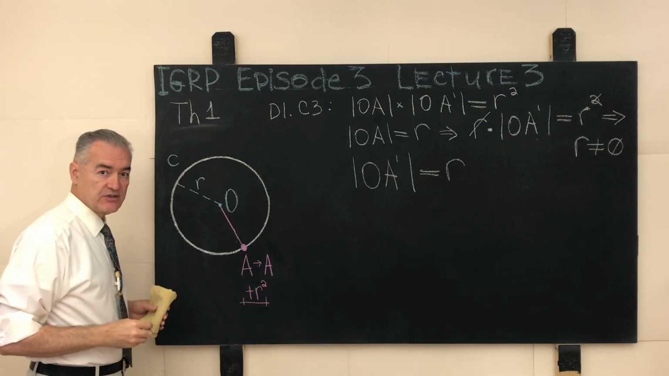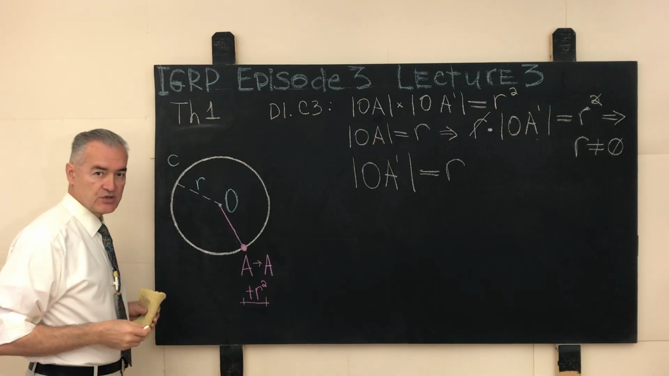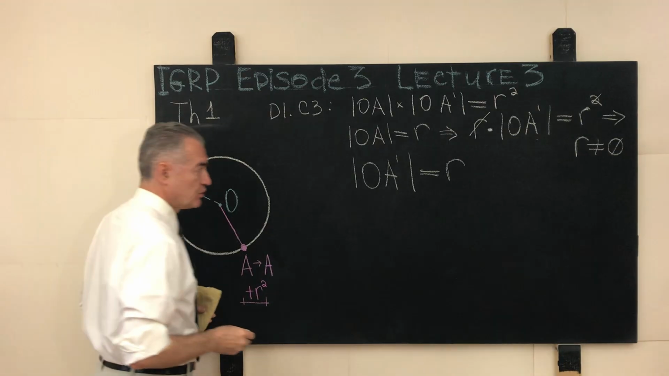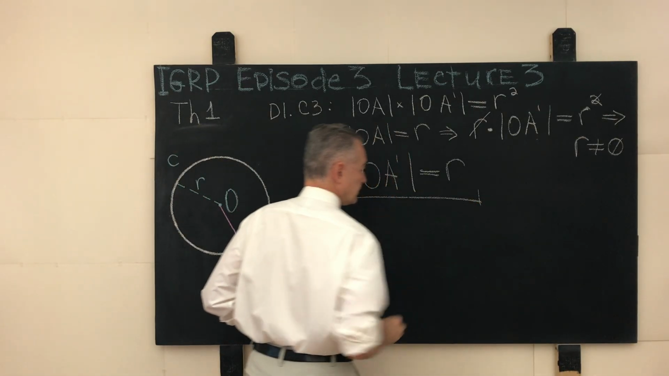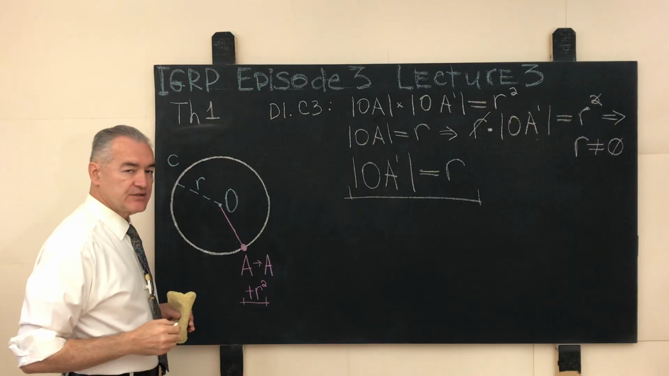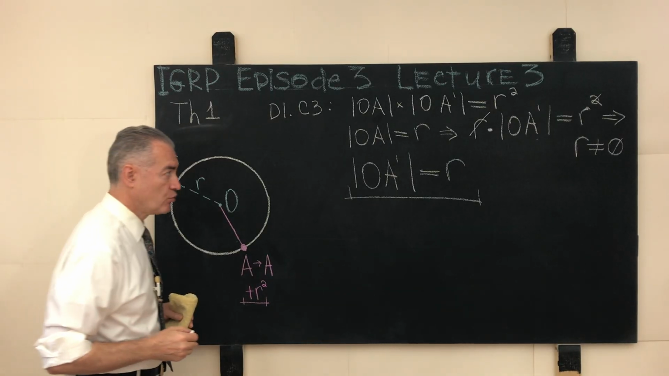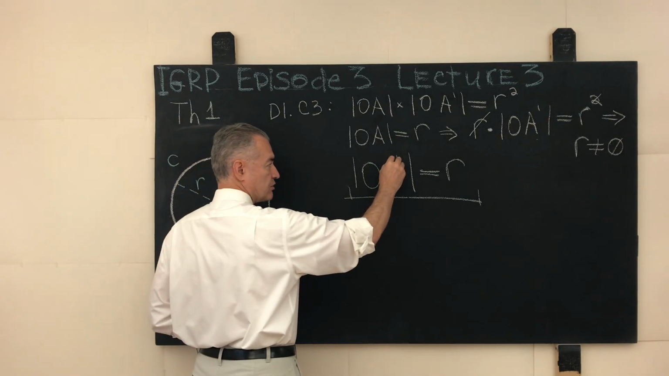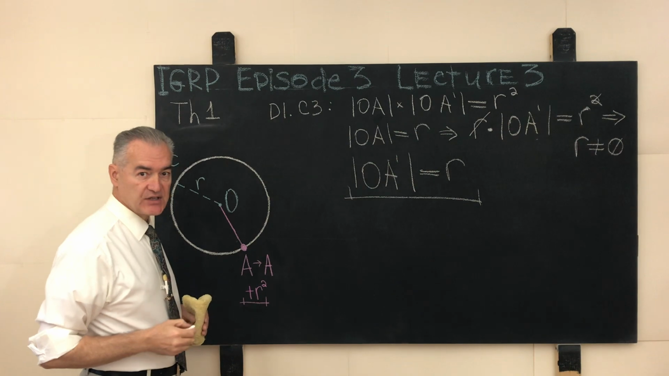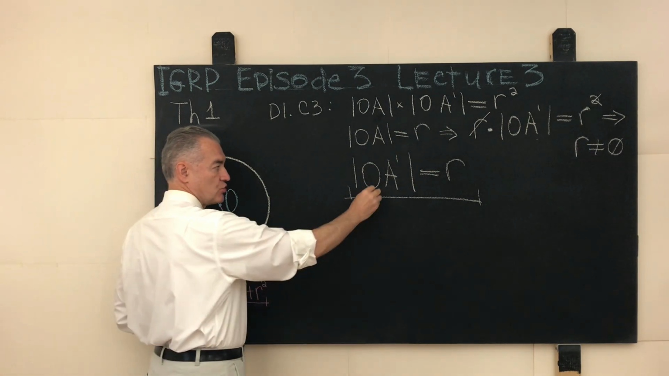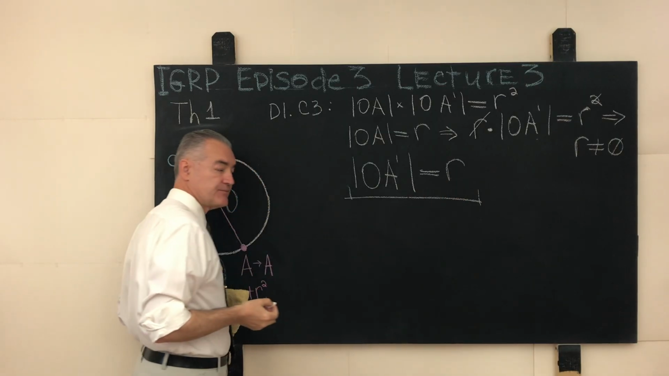And in general, if, for example, we temporarily embed the whole situation into 3-space, what does that relation mean? In the context of 3-space, this relation means that the point A prime can be located anywhere on the sphere that has the center of inversion O as its center and r as its radius.